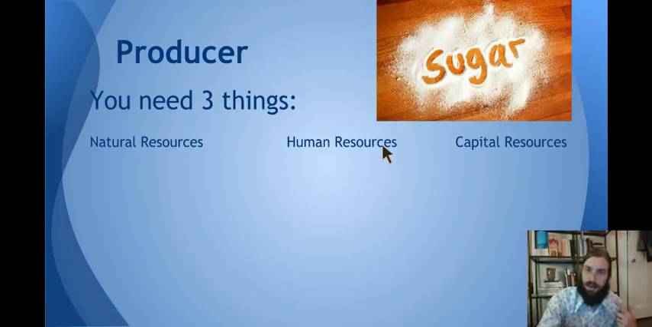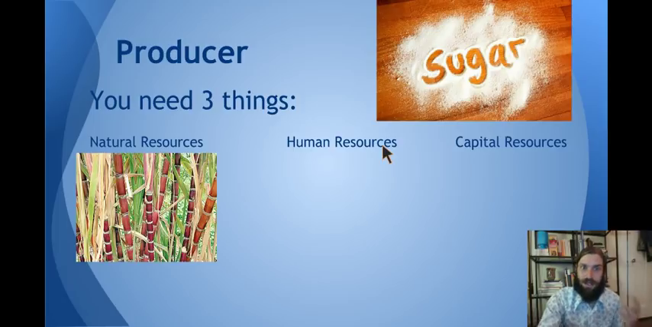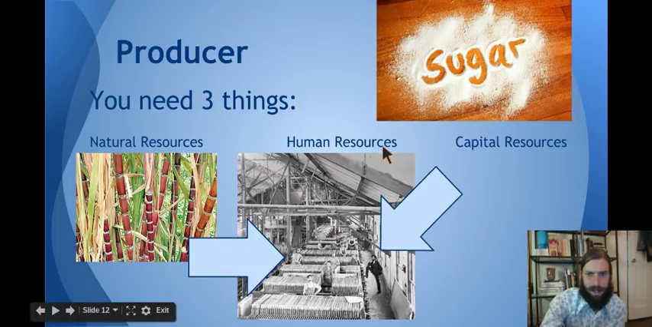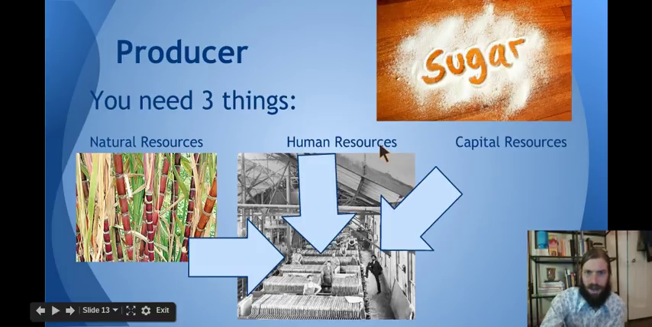So let's look at an example to help you understand these. Say you want to go into the business of sugar. So you need natural resources, human resources, and capital resources to make sugar that you can sell. Natural resources, what do you need? Sugar cane. It's the plant that sugar comes from. Human resources. Well, here we have a sugar refinery. And you see this guy and that guy and these guys here. Well, the thing is, they're humans. And they're workers. They're the human resources that are turning sugar cane into sugar.